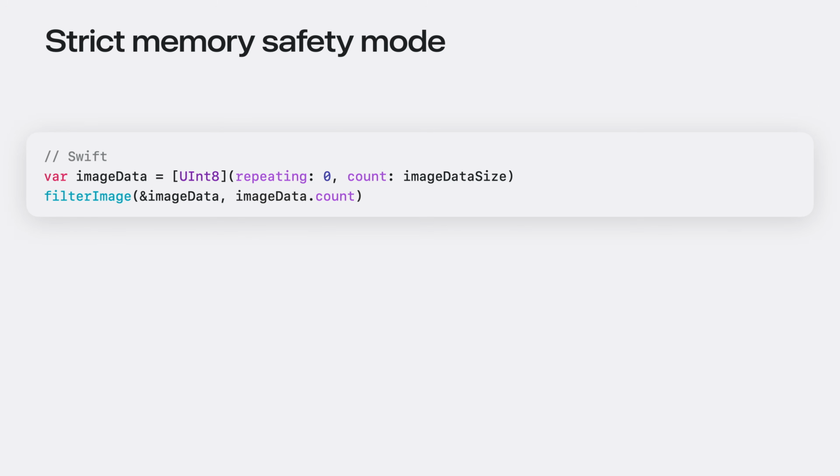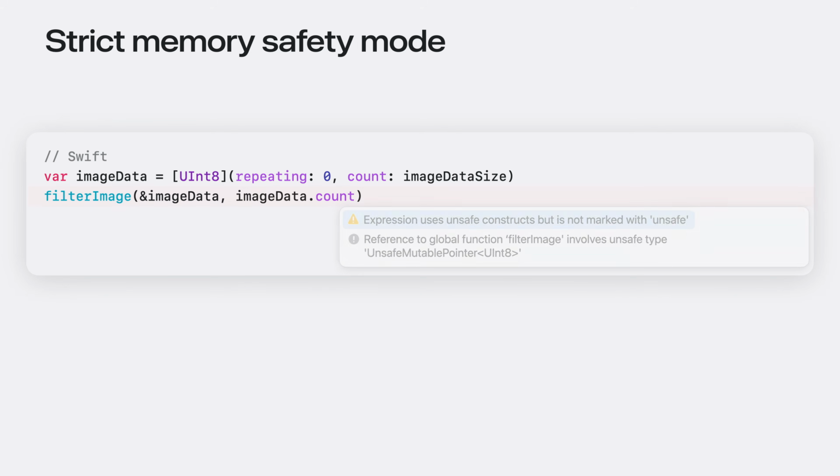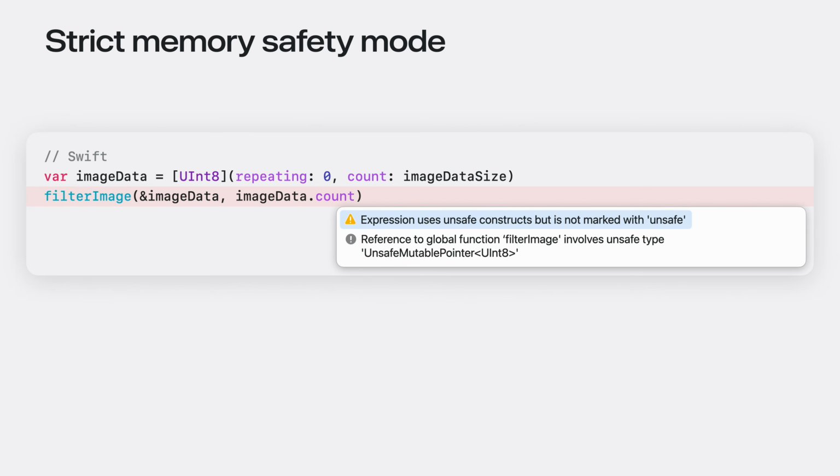To spot all calls to unsafe functions, I can now use a new compiler mode in Swift 6.2 called strict memory safety. When strict memory safety is turned on, the compiler alerts me to any unsafe code along with notes explaining the reasoning. Strict memory safety is not enabled by default, but since my app is security sensitive, I'm definitely going to turn it on. Let's check this out in Xcode.